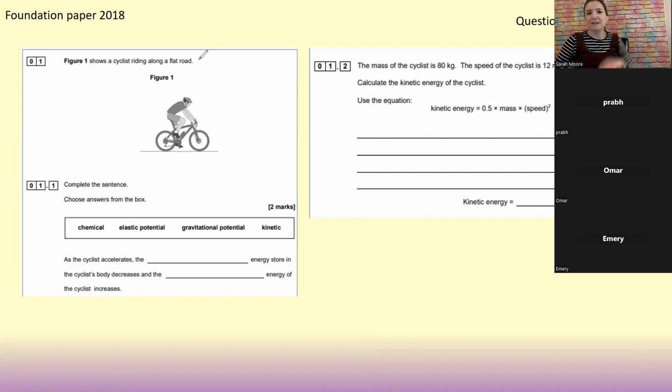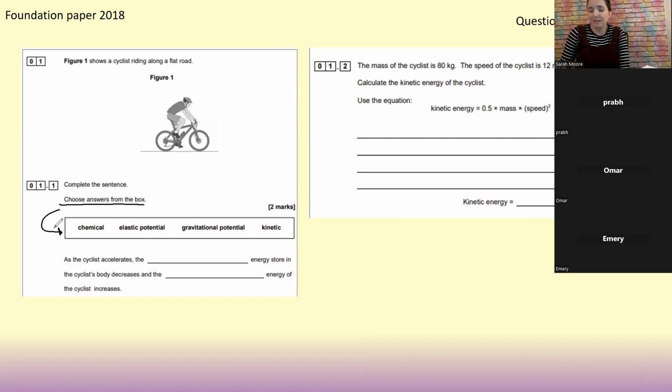So this is from a foundation paper. We have a cyclist cycling along the road, and we are asked to complete the sentences. Choose answers from the box. When it says choose answers from the box, please only use answers that are in the box. I know it sounds self-explanatory, but the number of times that we see as teachers and as examiners people putting words on these lines that aren't in the box is unreal. You would be surprised. So when the cyclist accelerates, the blank energy store of the cyclist's body decreases.